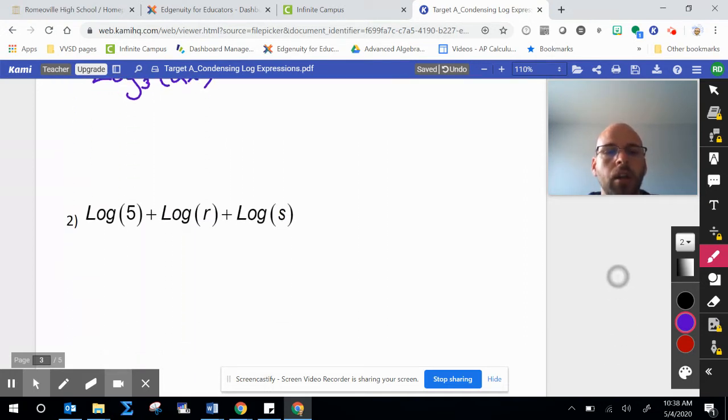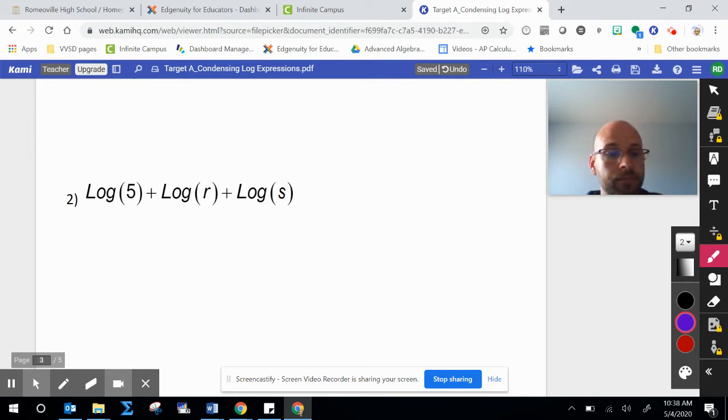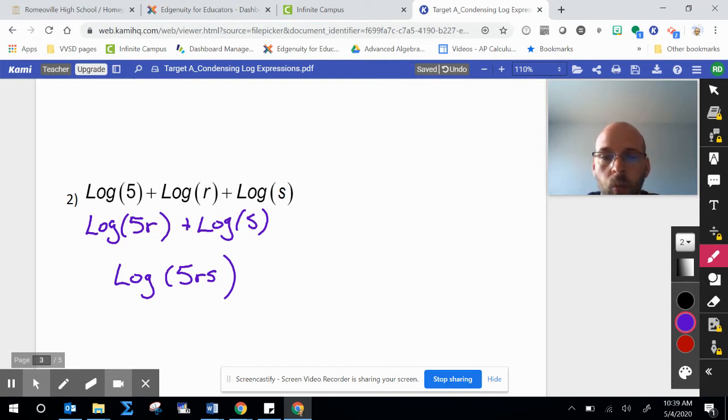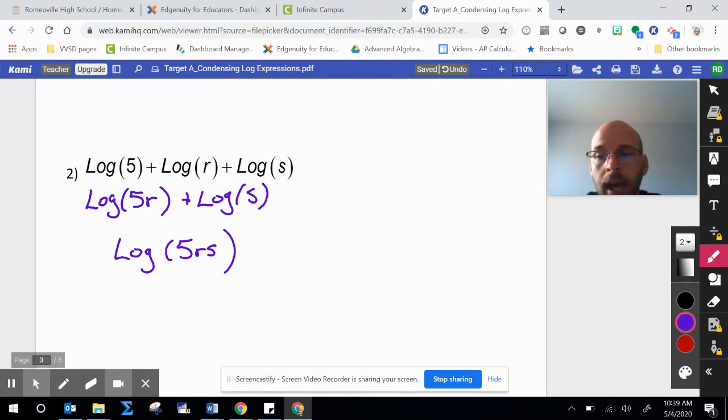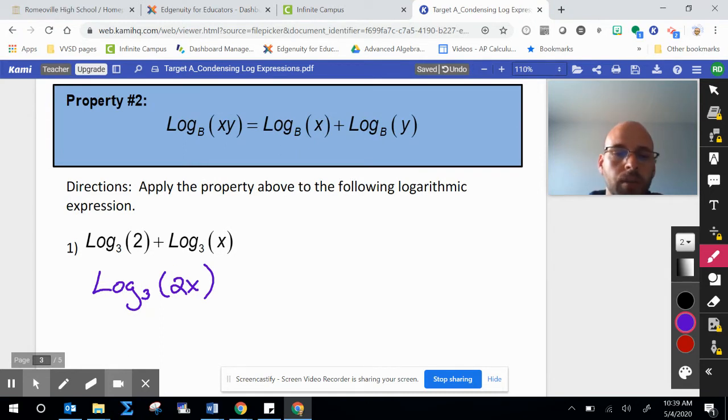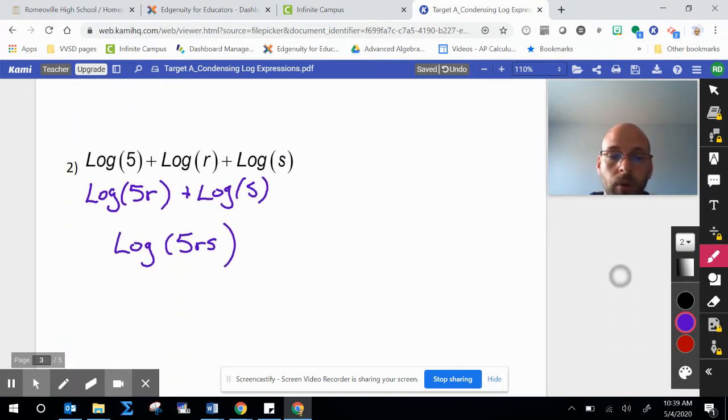All right, so here I have just a sum of three things. So we're going to condense them down. I'm going to start with just two at a time. So if I take the first two and I put this in there, this would just be 5r plus the log of s. Now, if I multiply 5r times s, that ultimately just becomes 5 times r times s, all inside the log. Again, I have one log expression with all of the pieces inside, okay? And since they're added, we multiply them together. So that's the second property. Anytime you're adding two logs, we can multiply their insides together, okay?